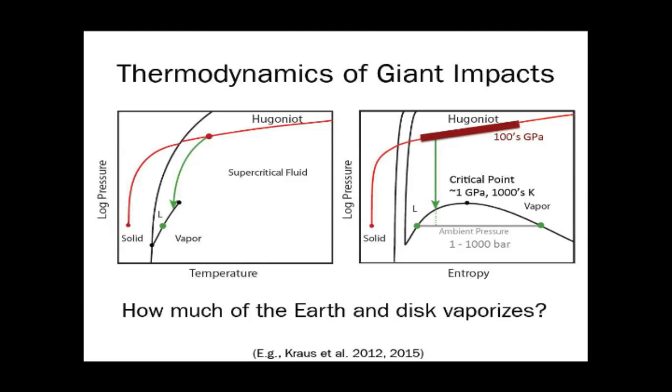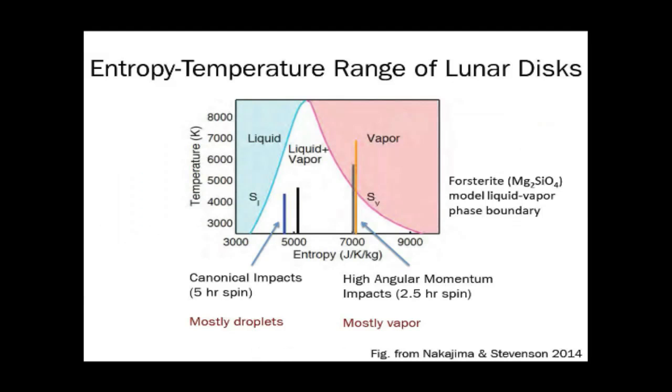And so this has been done and published recently by Miki Nakajima and Dave Stevenson, where the entropy state of the disk has been calculated in the code, and here is the same plot, but now with temperature and entropy, liquid on this side, vapor on that side. If there's an intermediate entropy, it means you're partially liquid and partially vapor, sitting on the phase boundary. And if you're closer to the vapor side, more material is vaporized. The high angular momentum impact events generate mostly vapor around the planet, and the canonical impact events generate mostly droplets. And it's this difference in state that ends up being very important for what comes next.